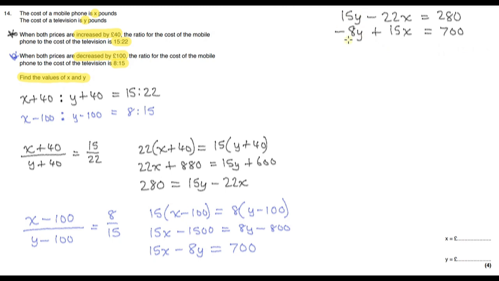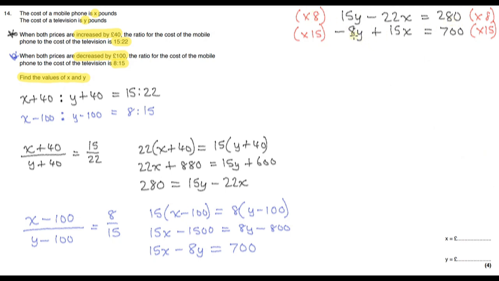Now we can either equate the y's or equate the x's, and I'm thinking to equate the y's just because they're smaller. So to get the numbers for the y's the same, I'm going to multiply this equation by 8, and I'm going to multiply this equation by 15. I'm obviously going to do the same to both sides. I don't want to change the equations, so I need to keep them balanced.